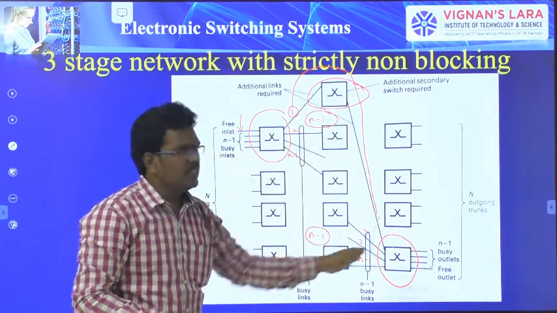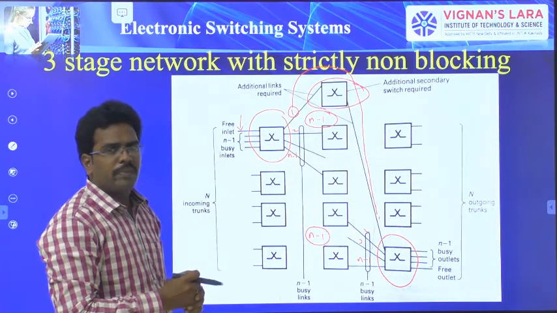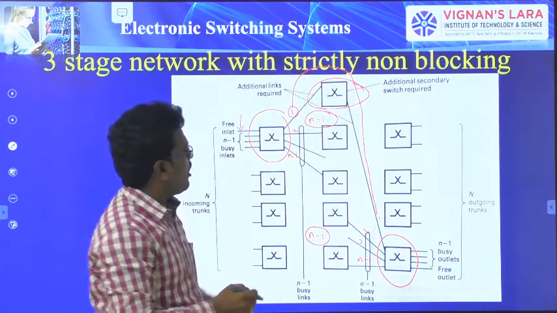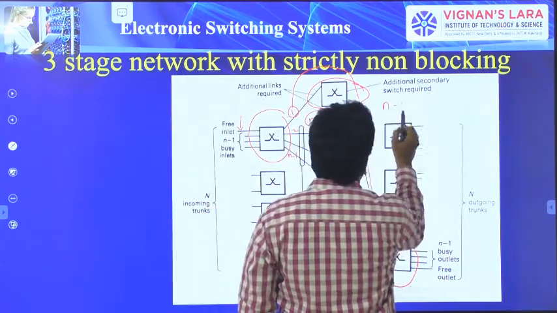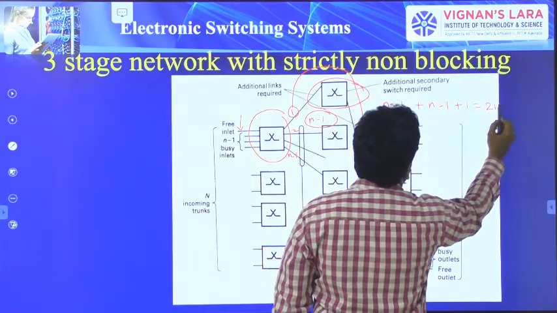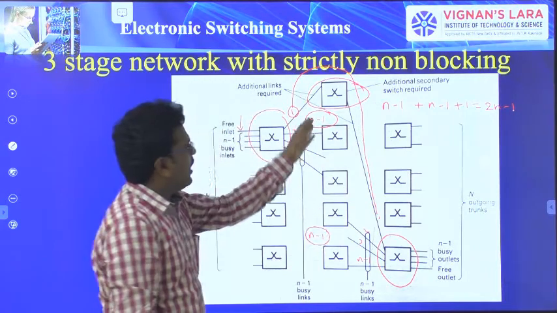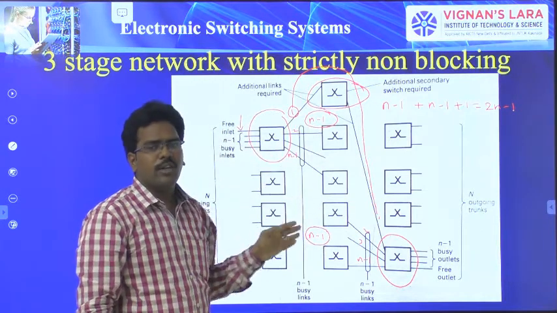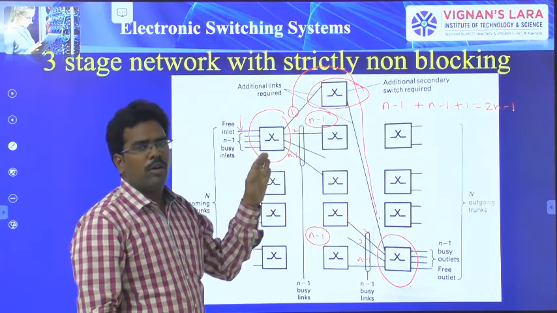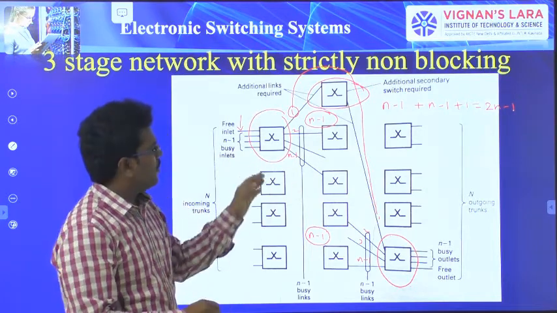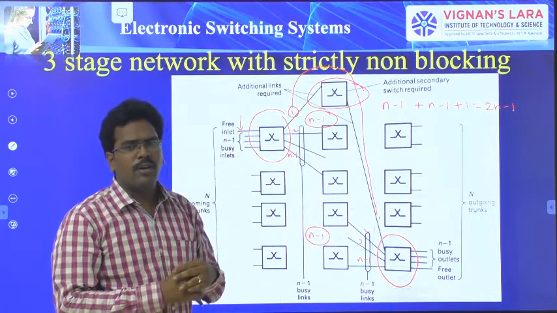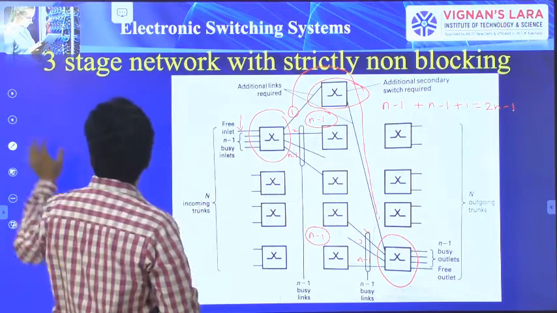Therefore, in this case, to make a 3-stage switch non-blocking, how many modules do we have to add? That means n-1 plus n-1 plus 1, which is equal to 2n-1. We have to use 2n-1 switches in the secondary stage to make a 3-stage blocking network into a 3-stage strictly non-blocking network. Okay, so if we convert like this, we have to compare this with single stage in terms of cross points also, right?